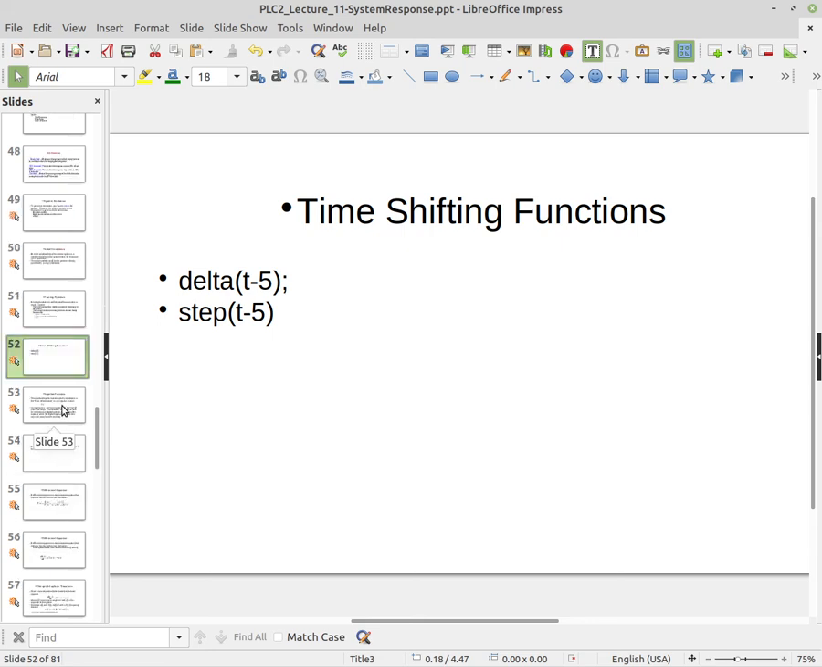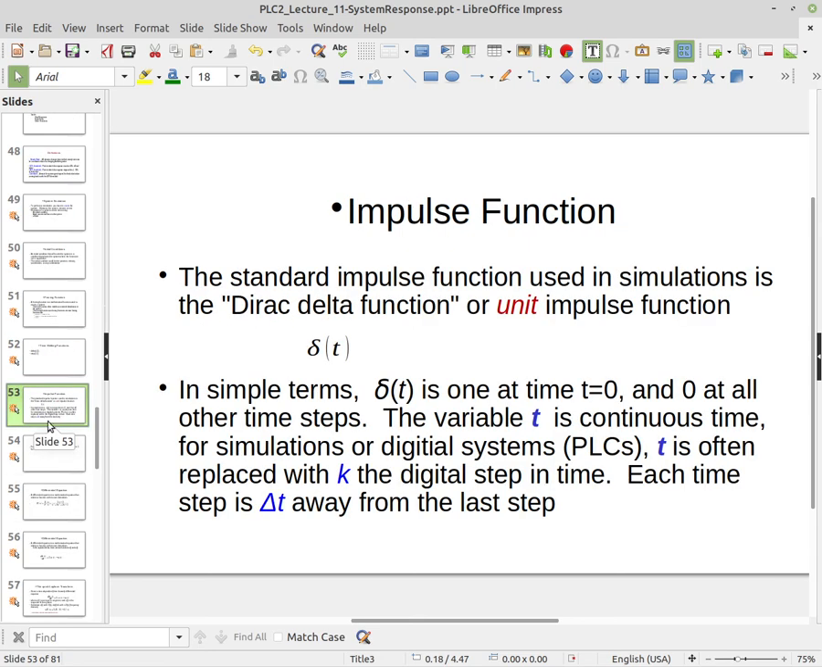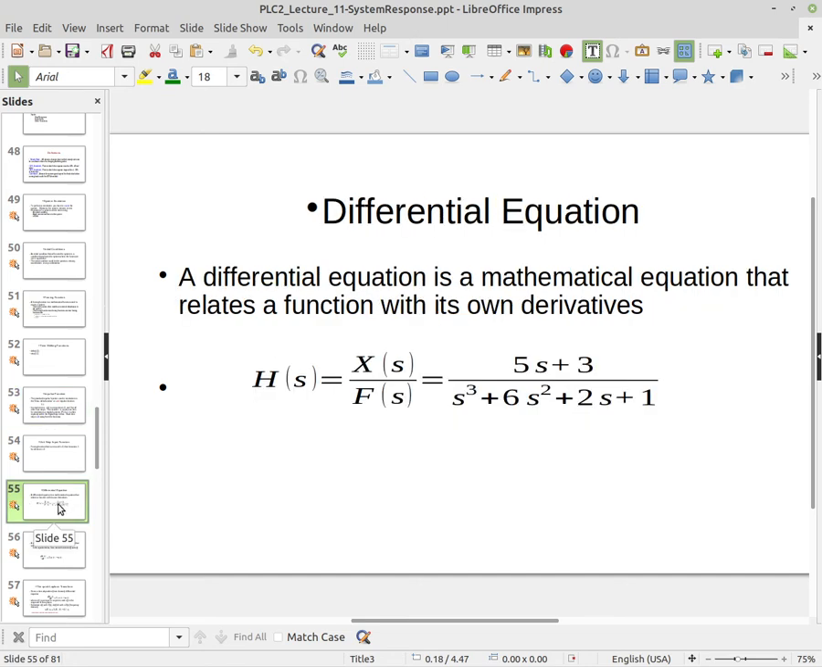All right. This is just more about the delta function here. All right, so now here is our transfer function.